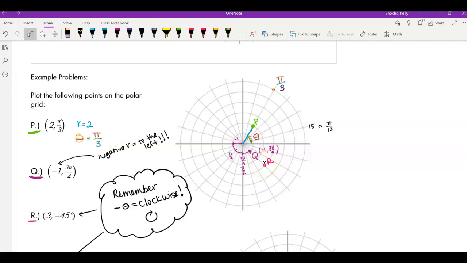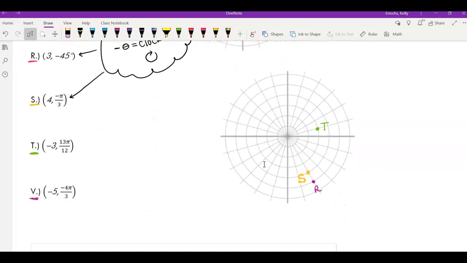All right, let's take a look at a couple more points. So if you take a look at each of these, here we go with our new point S. Again, we're going to the right, and just like the one above it, we're going clockwise pi over 3. So if I go 1, 2, 3, 4 circles out, and then go down pi over 3, that gives me that point S right here.